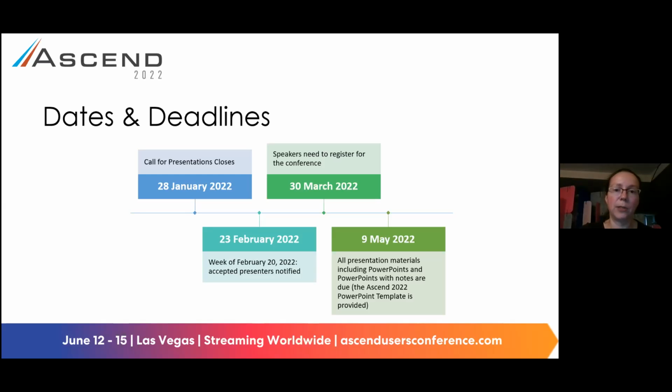And then we'll be asking you to register for the conference about a month after that. You can register immediately, but we'll be making sure that you do it by the end of March. And then, as we discussed, you've got a little more time to build out your full presentation materials. At this point, you've submitted the title, the abstract, and the learning objectives. By May 9th, we're going to need your full presentation materials, so that's PowerPoints, PowerPoints with notes. We'll have a template out there for you well in advance. Those are the highlights.